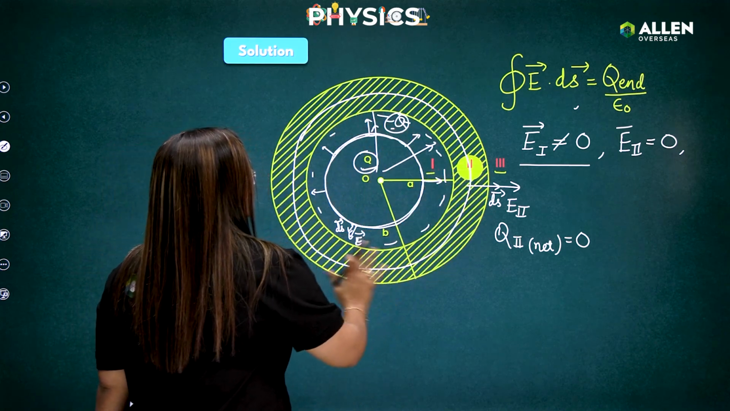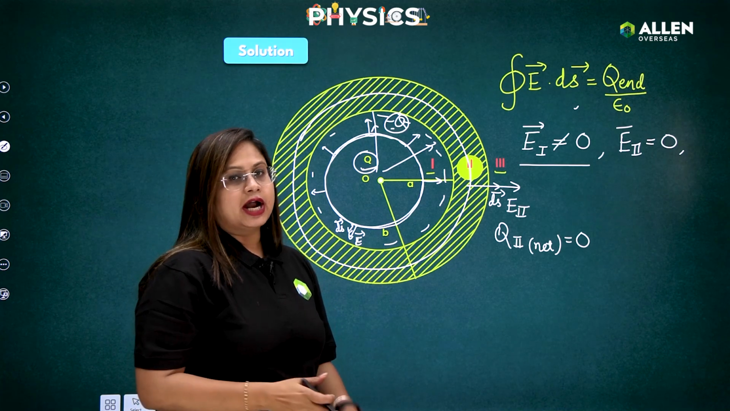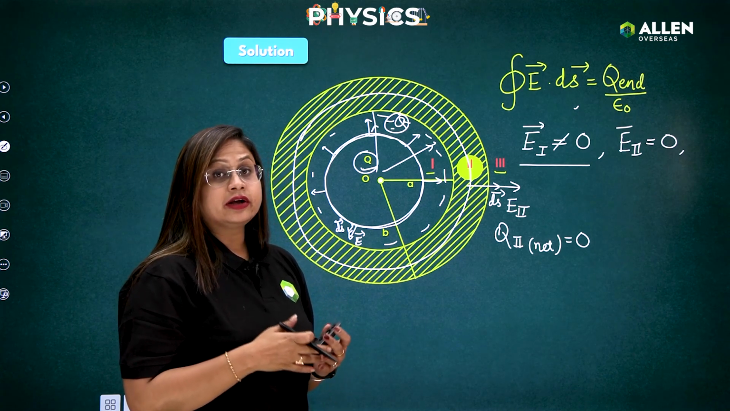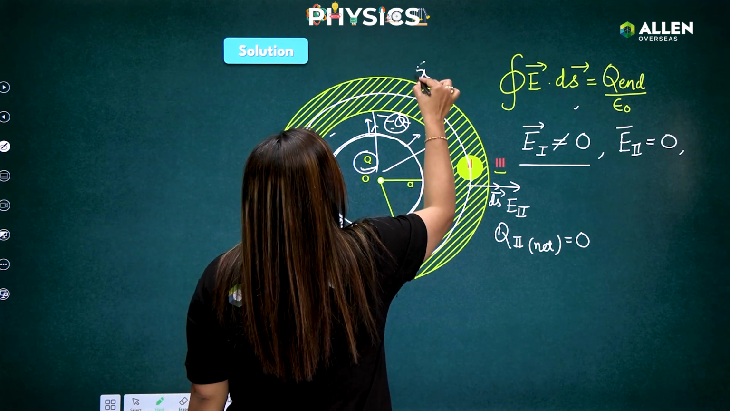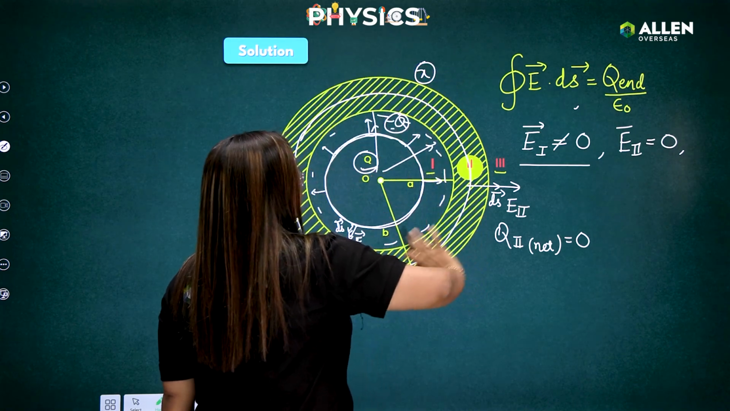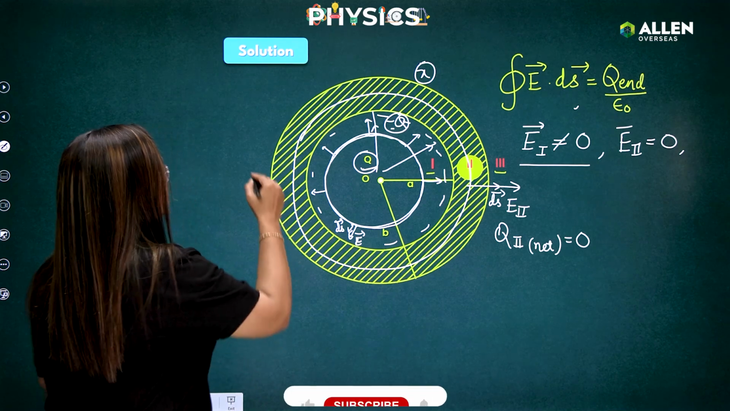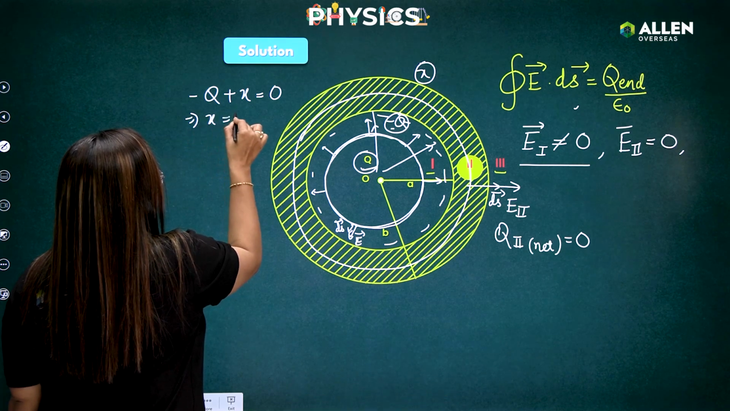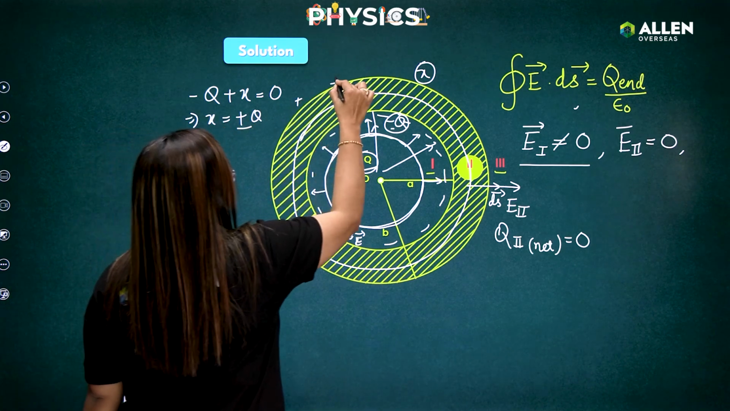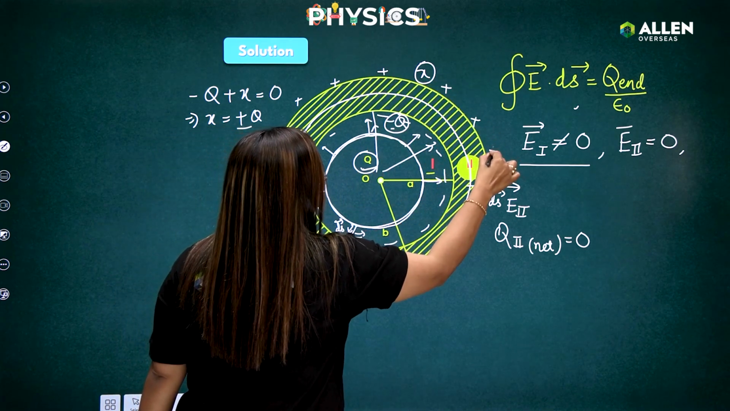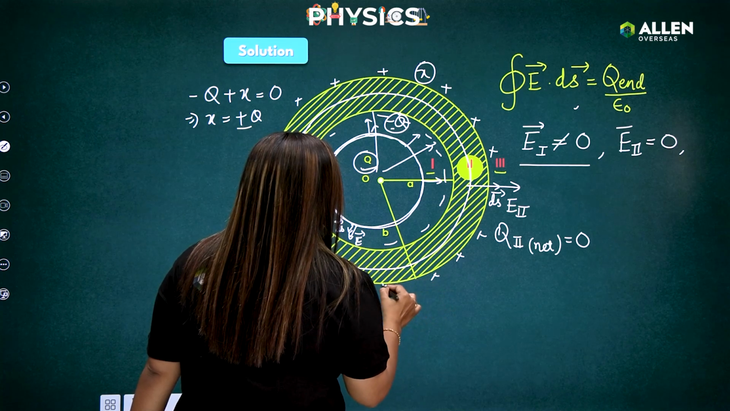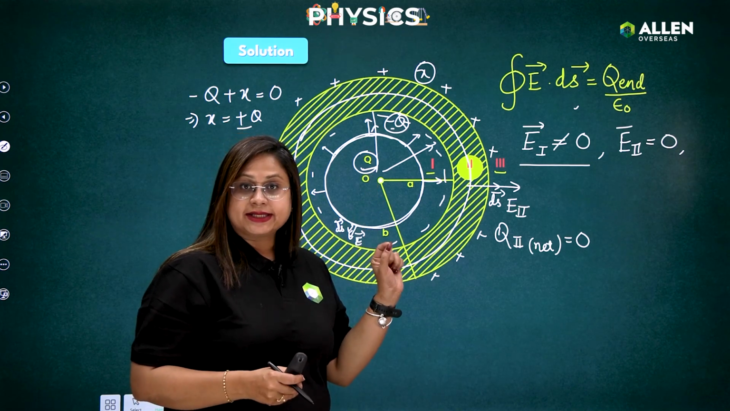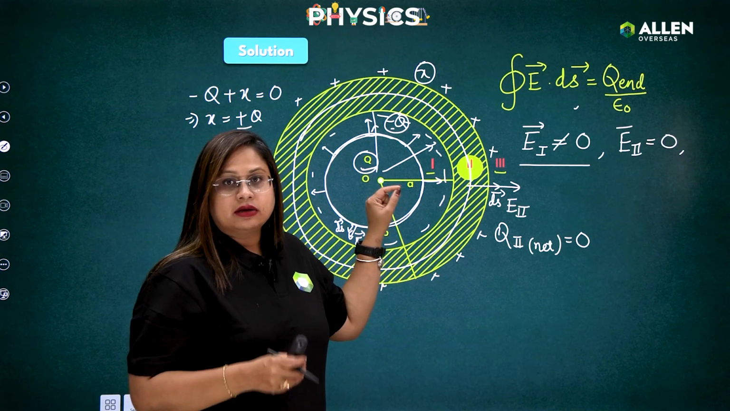As we know, initially the conductor was neutral and minus q was induced here. So the total charge of the conductor is equal to 0. If x is the total amount of charge induced in the outermost region, what should be its value? We know that minus q plus x should be equal to 0. So x must be equal to plus q. This is the induced charge just present outside the conductor. This induction of charges has taken place because of the presence of this plus q placed at the center of this conductor.